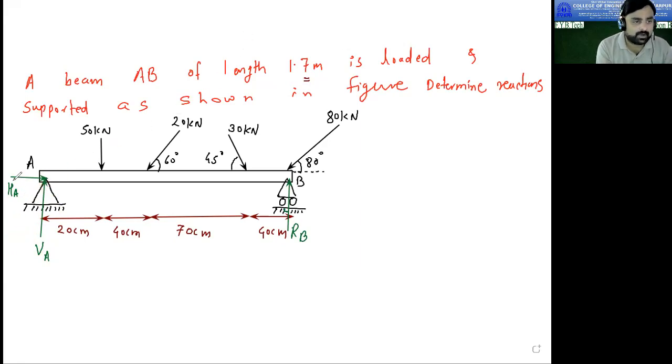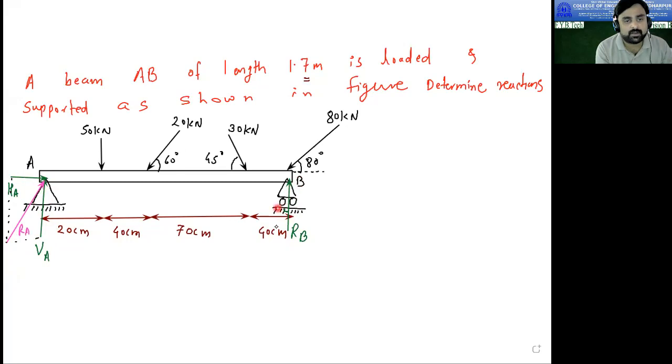Suppose now if I complete the parallelogram like this, and if I join the diagonal of the parallelogram, then this is nothing but my RA. Why am I getting RA here in this way? Because this support is having two reactions. Whatever the resultant of the two reactions is, that is my RA.